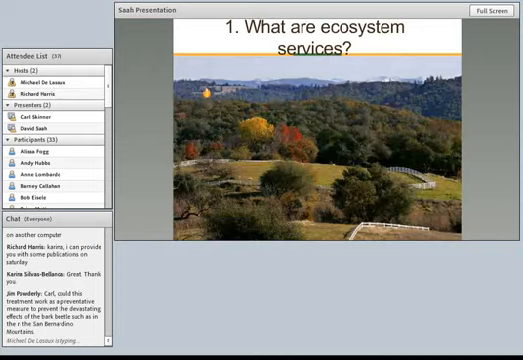So what are ecosystem services? And you'll see that all the titles and stuff are going to be a little screwy, so just kind of deal with that for now.